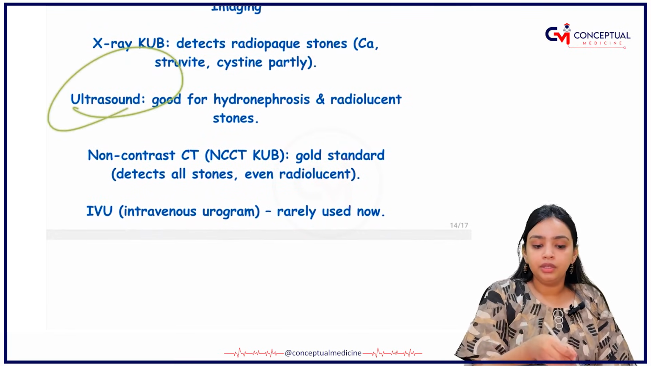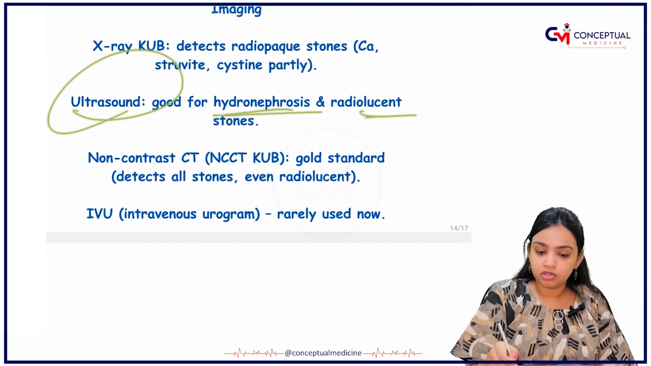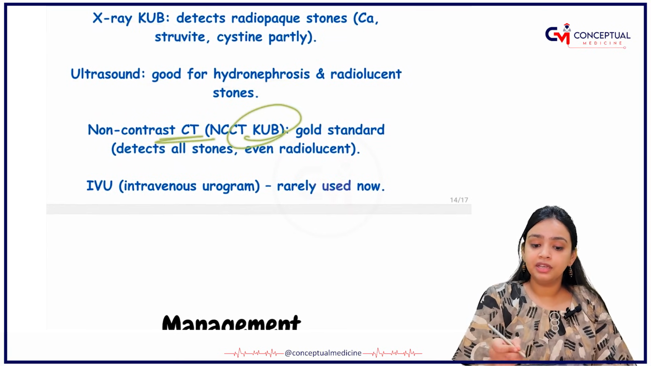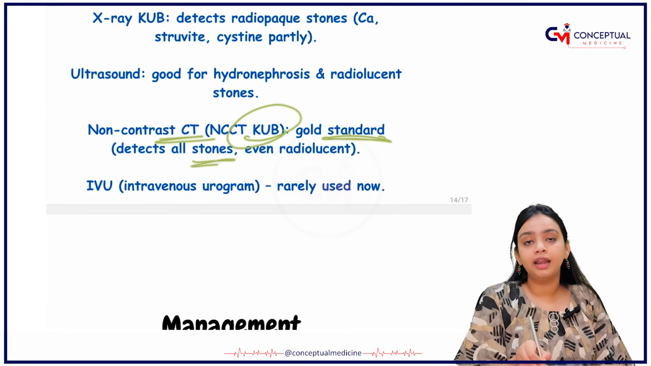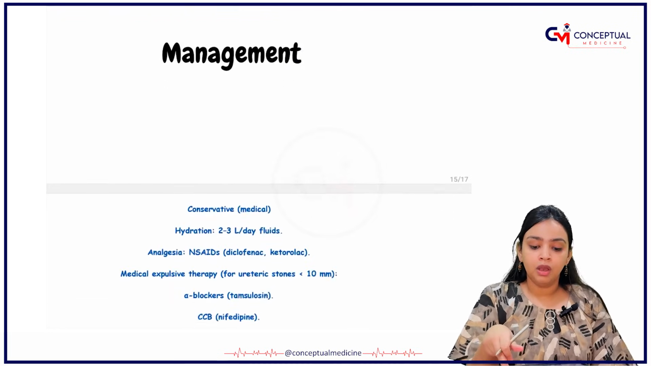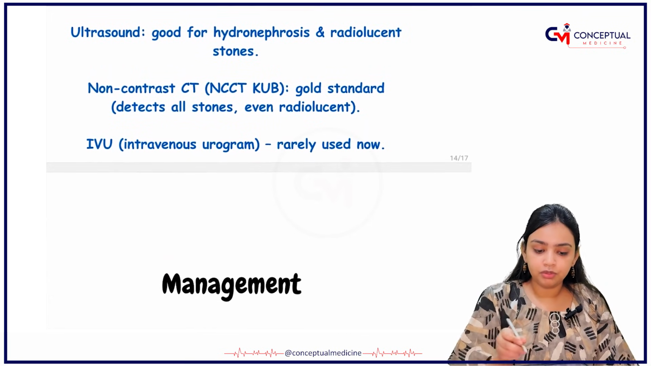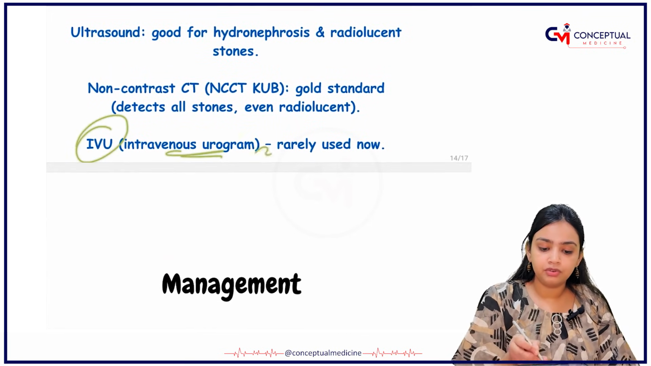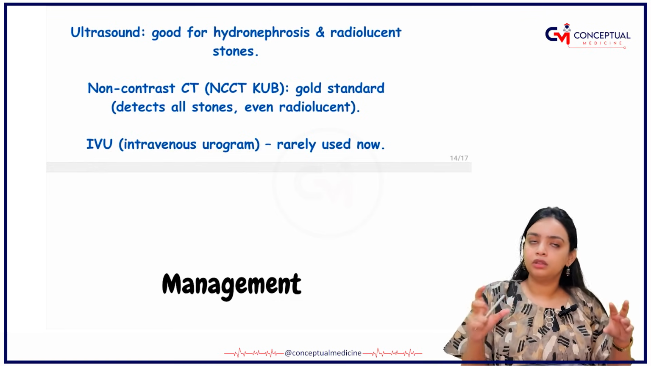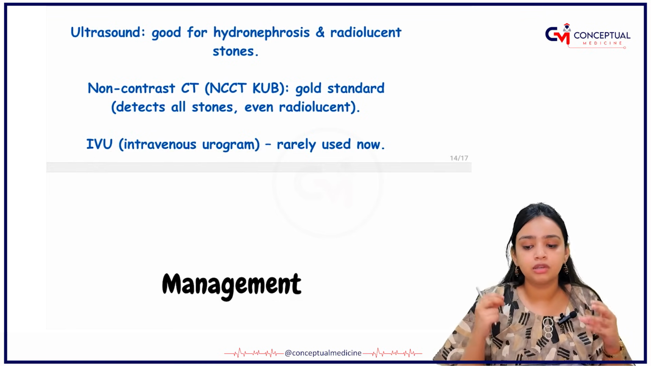Okay. In the USG, it is good for hydronephrosis and radiolucent stones. NCCT KUB is the gold standard and it detects all the stones, even the radiolucent stones as well. Before the management, you also have the intravenous urogram. It is rarely done, but it is done. You will read that in more detail in your surgery lectures.